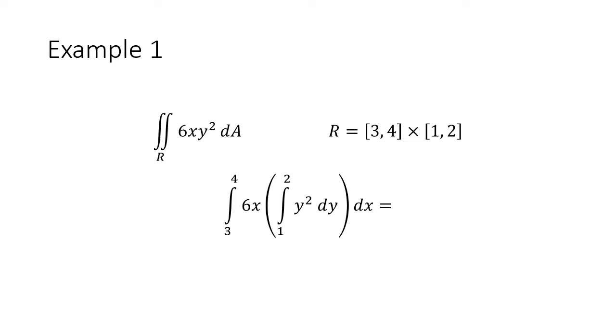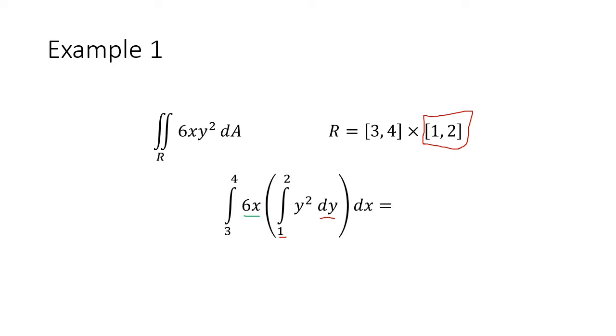So when I set this up with respect to y first, that means dy, and my bounds for y, which is the second part of my interval, go on the inside. And then anything else that's a constant gets factored outside. 6 and x are constants. My variable is y. So anything that's not a y is a constant, and we factor it out.